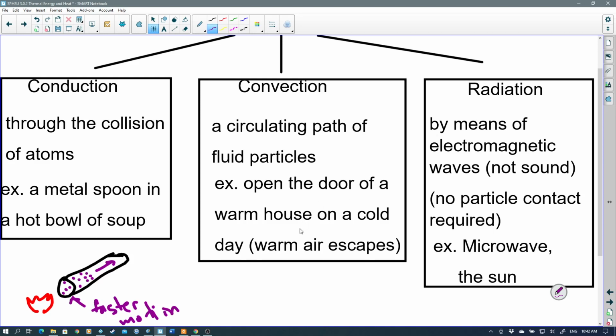Convection is a circulation of fluid particles. Now, fluid can be water, but it can also be a gas like air. If you open the door of a warm house on a cold day, what's going to happen is the warm air inside the house is moving faster at a molecular level. It's going to start hitting the colder molecules of air on the outside of the house, and start to transfer the energy to them.